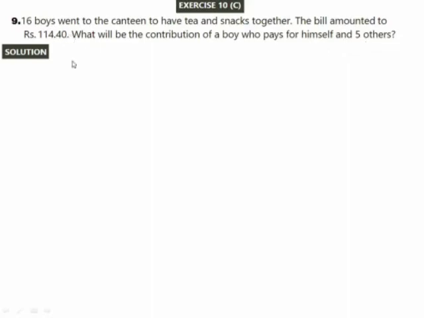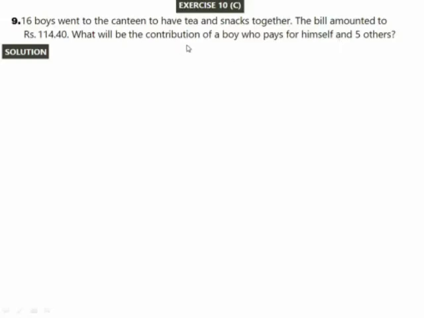Basically, think of a situation where you and your friends are going to a canteen, and there are exactly 16 people going, and the bill comes out to be this much. Now obviously all of you have to pay an equal amount here, isn't it? Here there's a boy who wants to pay for himself and 5 others. So basically he is paying for how many people? He is paying for 6 people, right?